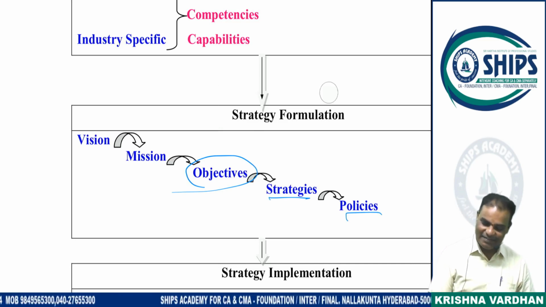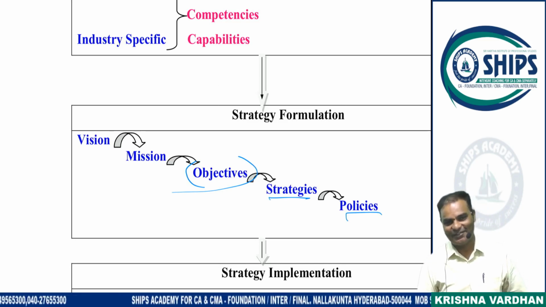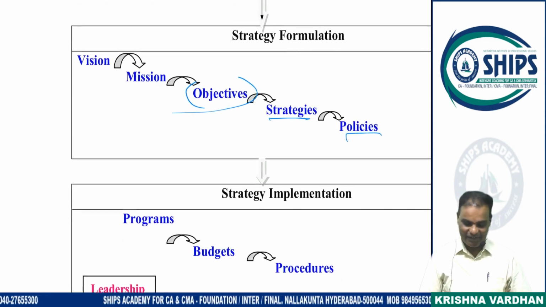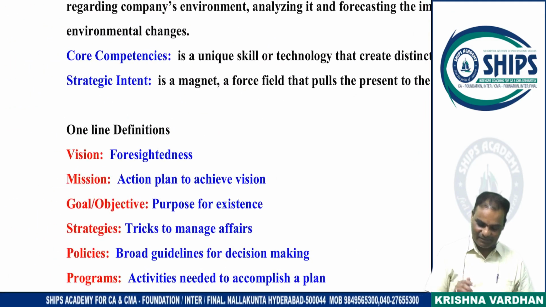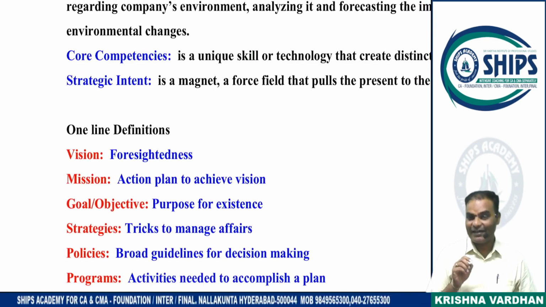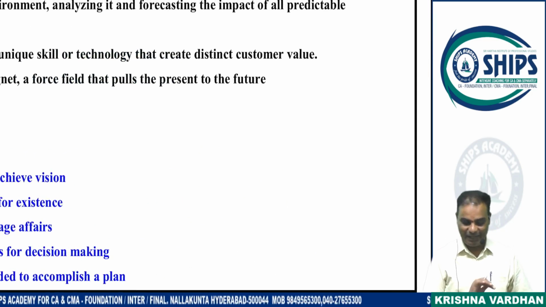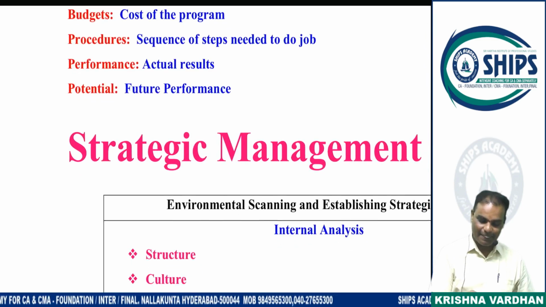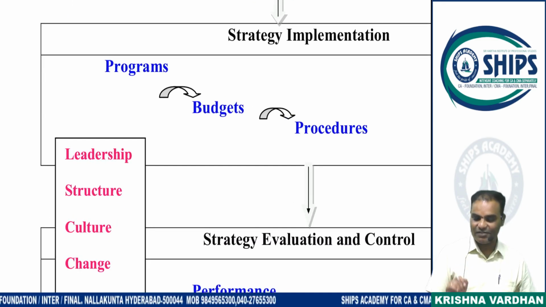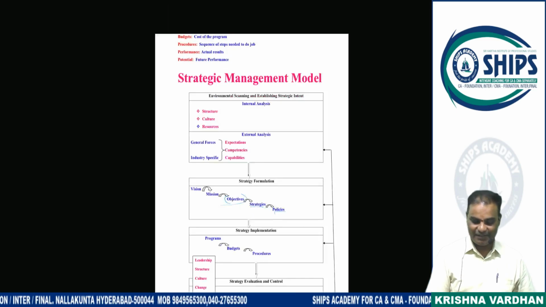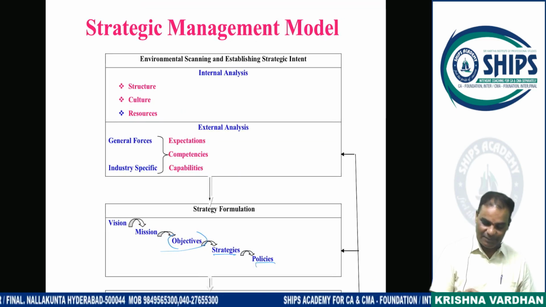And all these are the steps of formulation only. Once you make broad guidelines, next come programs. What are programs? They are the activities needed to accomplish a plan. Next, that will become budget. Budget is the cost of the program. Procedure, they are the sequence of steps to be carried out.